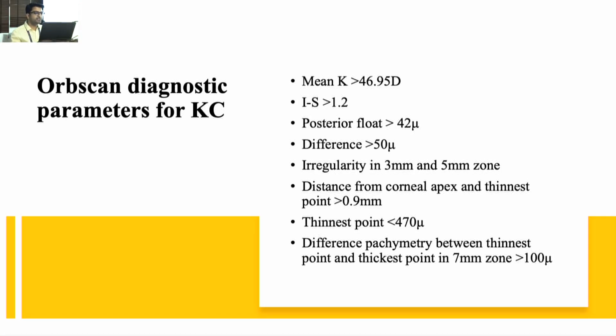When you screen, these are the cutoff values which you have to remember. The mean keratometry more than 46.95, inferior superior asymmetry more than 1.2, the posterior float more than 42 microns, a difference of 50 microns, and any irregularity in the central 3 to 5 mm should be suspicious. And a distance between the corneal apex and the thinnest location shift of more than 0.9 millimeter should be suspicious. Any thinnest point less than 470 also should be a suspicious value.